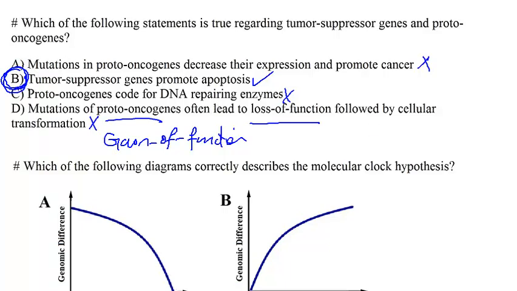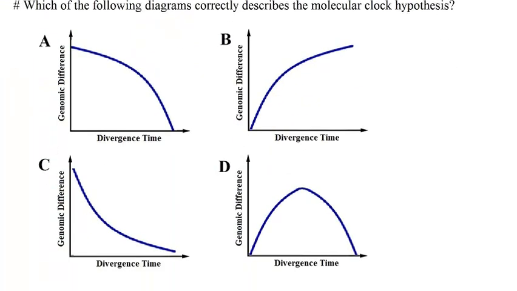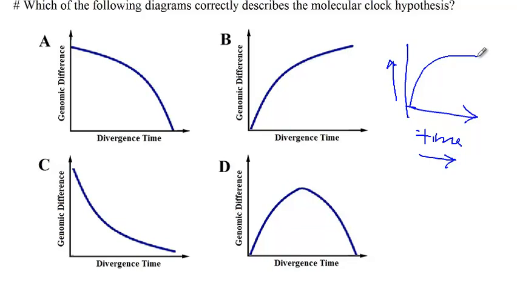Which of the following diagrams describes the molecular clock hypothesis? So we just discussed how as time goes by, the genetic diversity increases. So this is how the graph was showing, and so therefore choice B would be the correct answer.